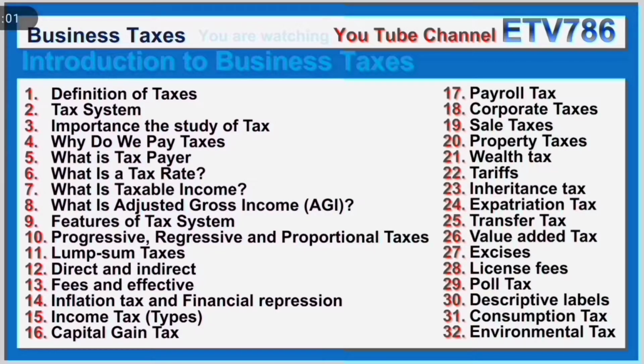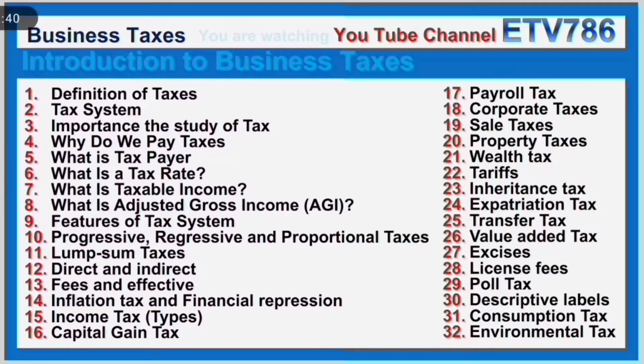Number 11, lump sum taxes. Number 12, direct and indirect taxes. Number 13, fees and effectives. Number 14, inflation tax and financial repression. Number 15, income tax types. Number 16, capital gain tax. Number 17, payroll tax. Number 18, corporate tax. Number 19, sale tax. Number 20, property tax.